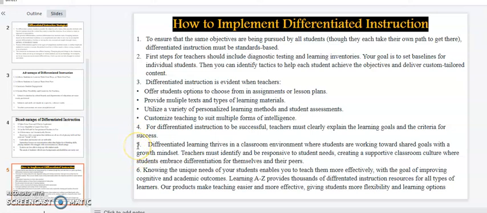Number 5, differentiated learning thrives in a classroom environment where students are working towards shared goals with a growth mindset. Teachers must identify and be responsive to student needs, creating a supportive classroom culture where students embrace differentiation for themselves and their peers. And finally, number 6, knowing the unique needs of your students enables you to teach them more effectively with the goal of improving cognitive and academic outcomes.